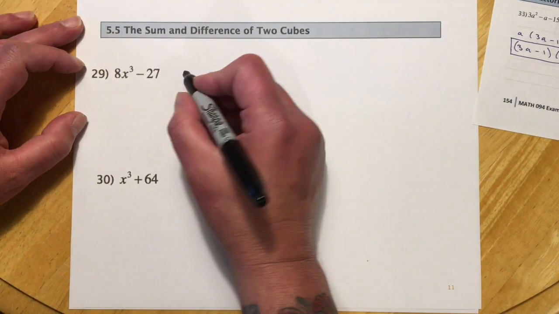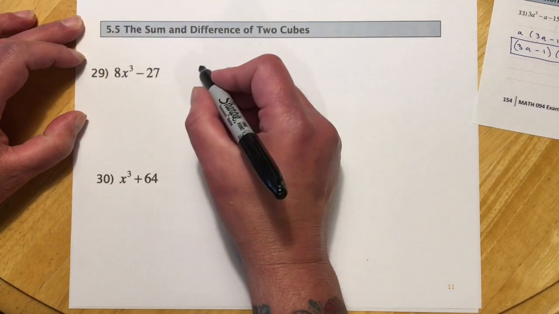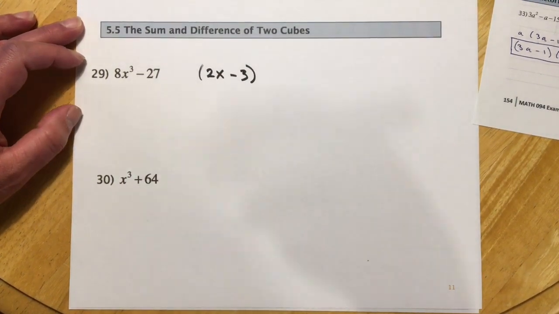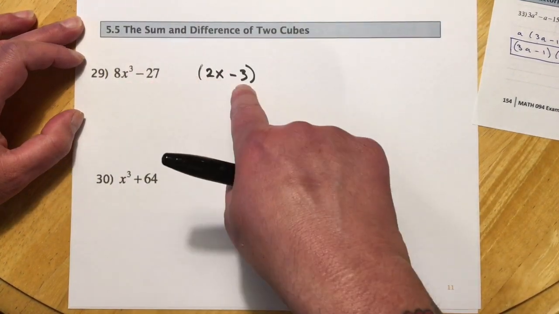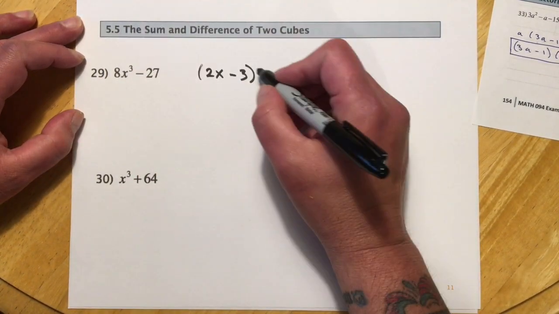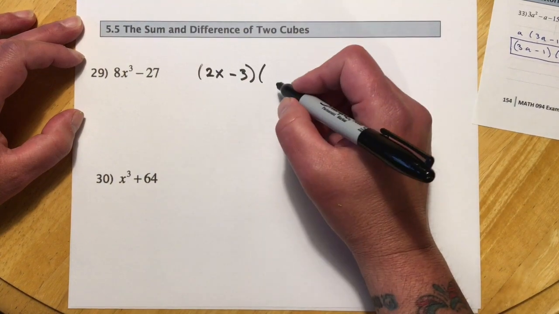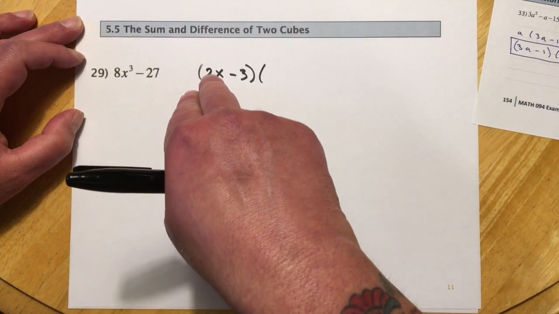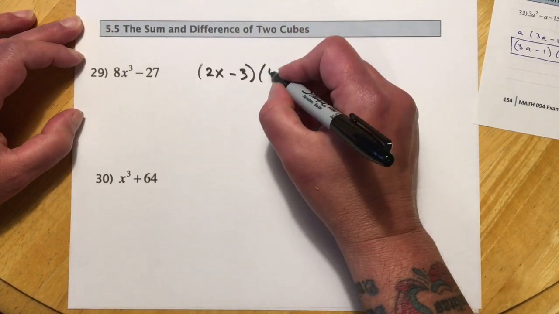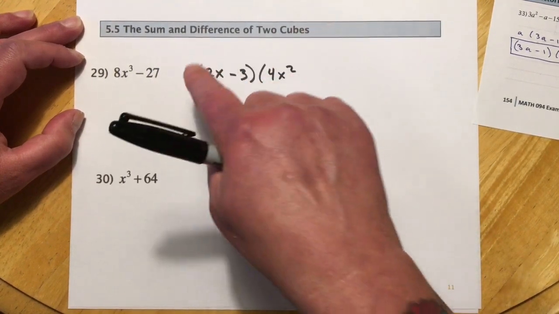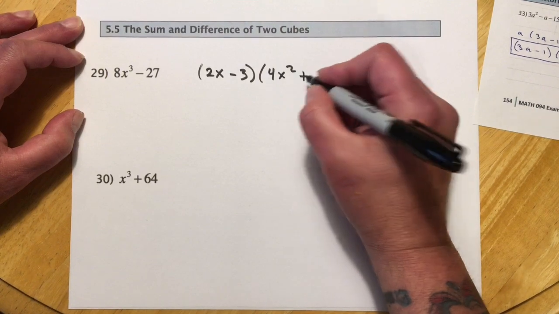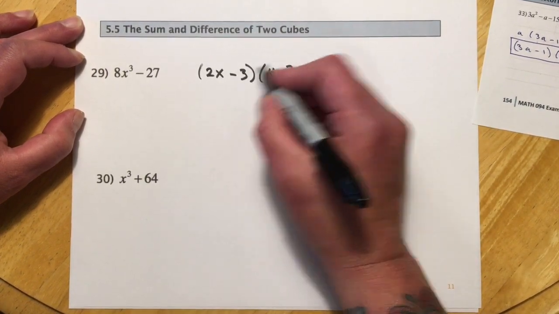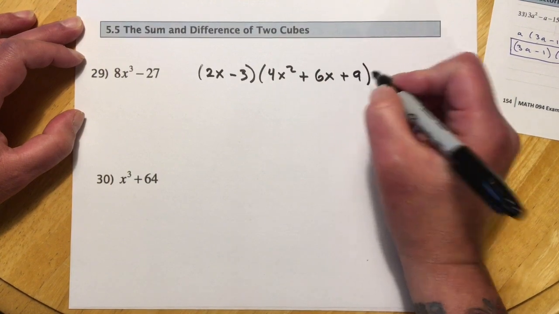So this one is just going to be 8x cubed breaks down to 2x minus 3, because 2x times 2x times 2x is 8x cubed, 3 times 3 times 3 is 9. What we're really doing is taking a cube root, we're just not calling it that. And then remember, the pattern to these is you just take the first one, 2x times 2x, that goes in front, 4x squared. You multiply them together, opposite sign, so plus here. 2 times 3 is 6x. 3 times 3 makes 9.